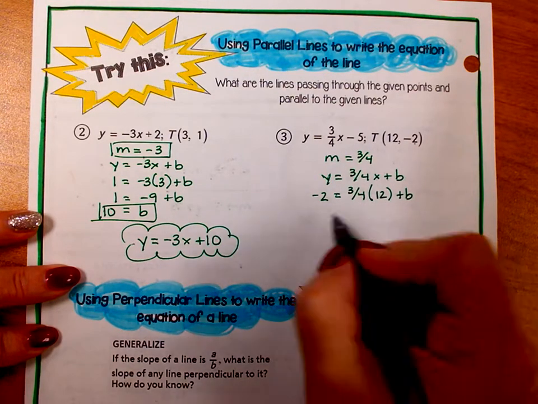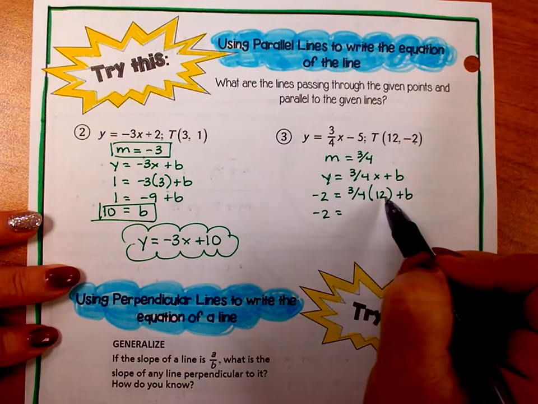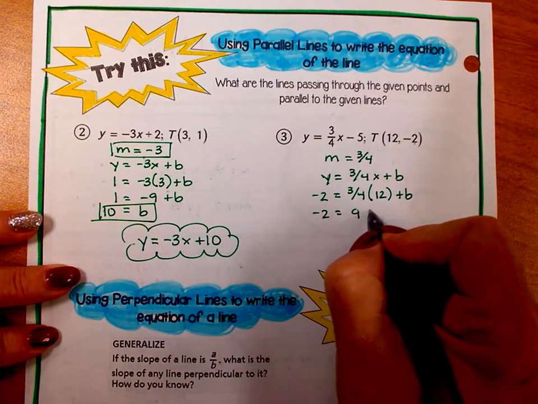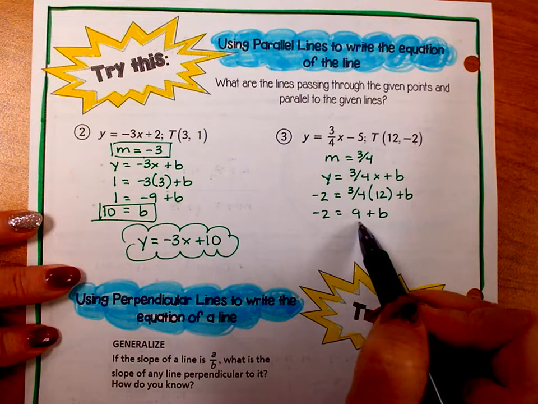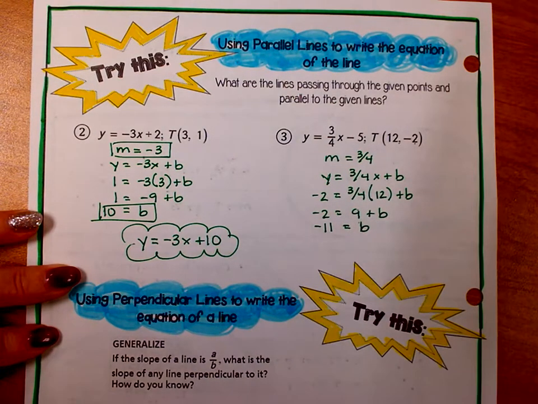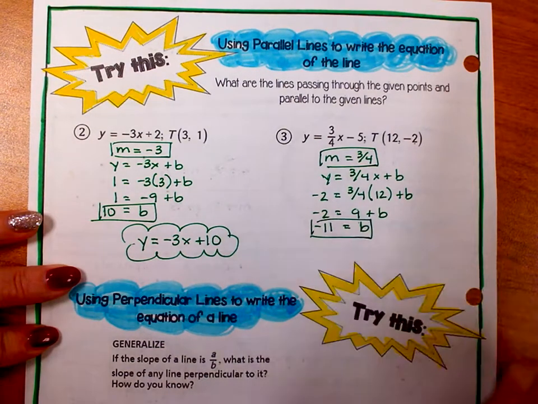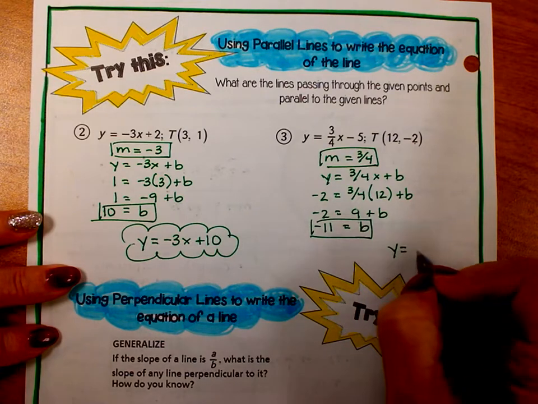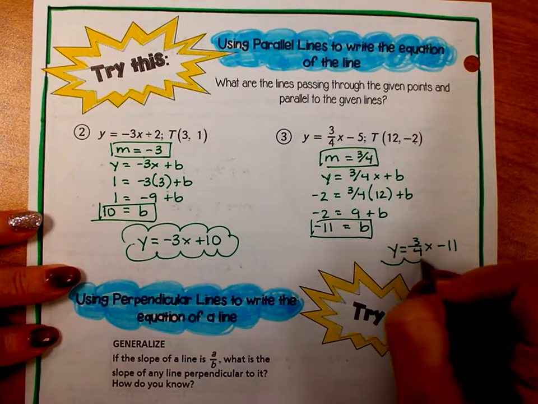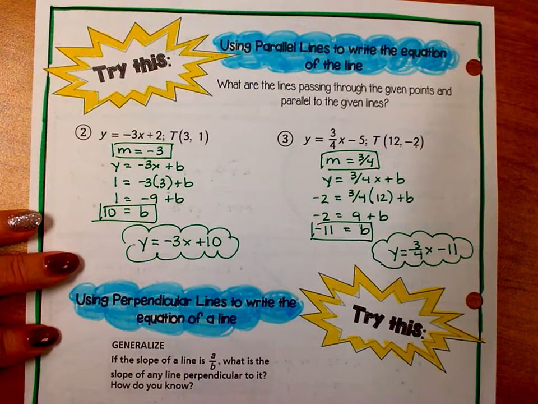Okay, so we've got negative 2 equals, okay, 3 times 12 is 36, divided by 4 is 9. So we're going to get 9 plus b. We're going to subtract 9 from both sides and get negative 11 equals our y-intercept. So now we have our slope, we have our y-intercept, and we can write our equation. Y is equal to 3/4 x minus 11. Okay, does this seem familiar from last year?